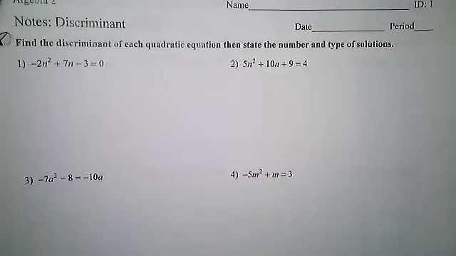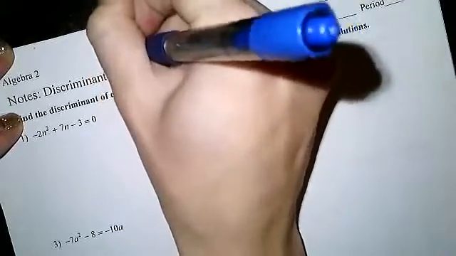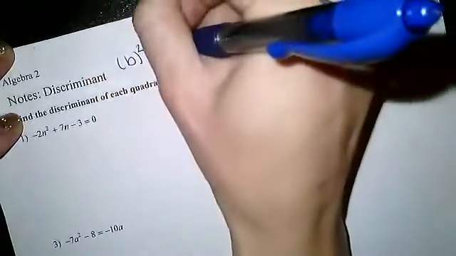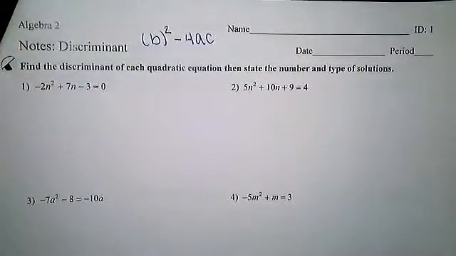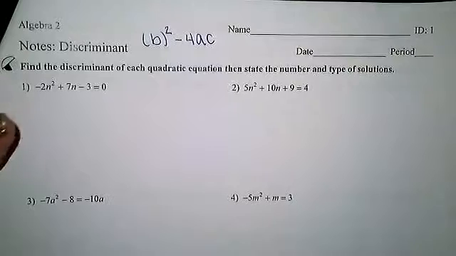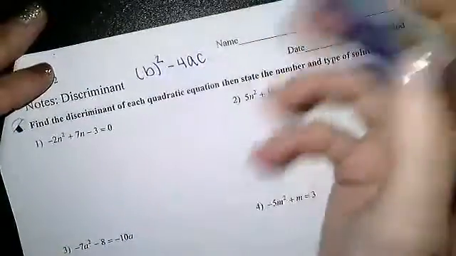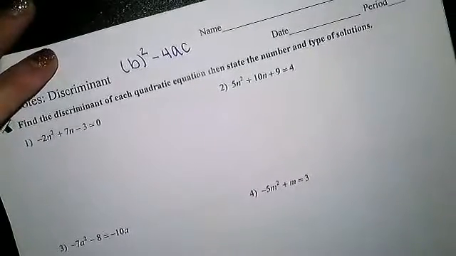So we're going to do the discriminant formula today. The formula for discriminant is on your formula sheet, but it's b squared minus 4 times a times c. It's important that the b goes in parentheses, especially when it's negative. We want to make sure that we can get it to be a positive when we square it. And the discriminant tells us how many solutions the quadratic formula has.